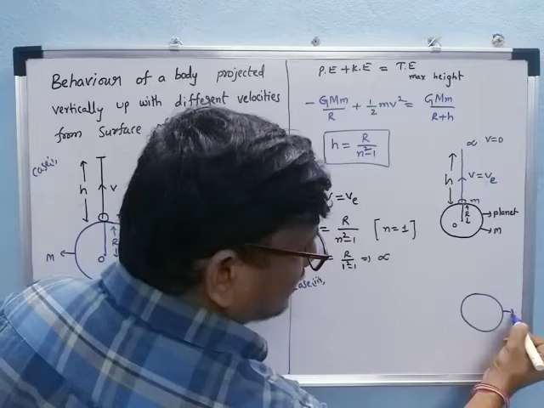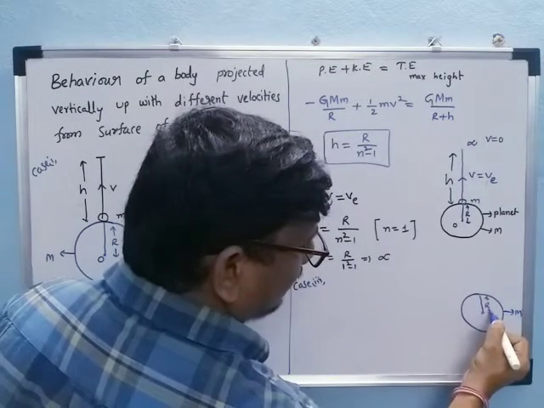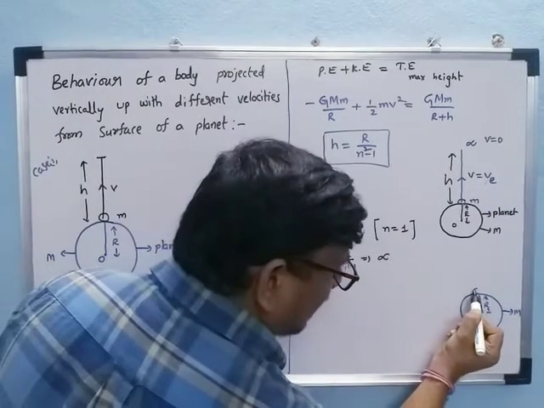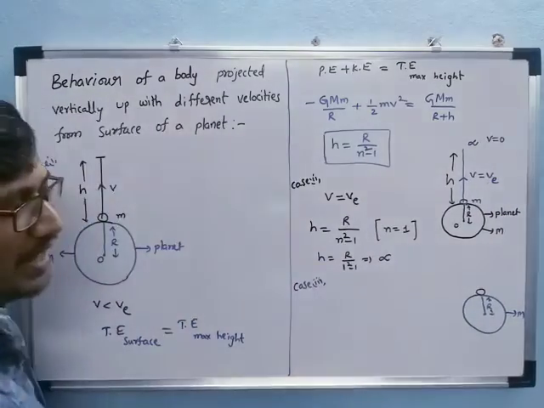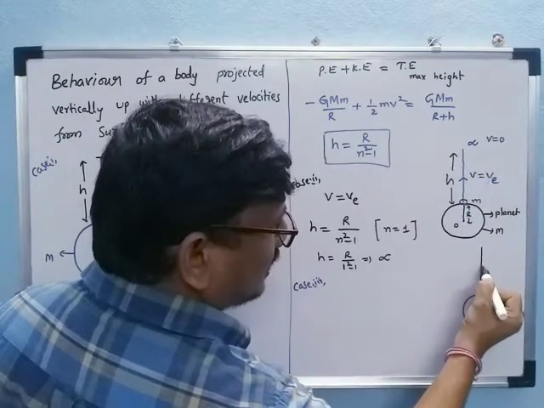Planet. Its mass is capital M and its radius is capital R. And now the object is placed on the surface of a planet. Its mass is small m. Now this object is projected vertically upwards.